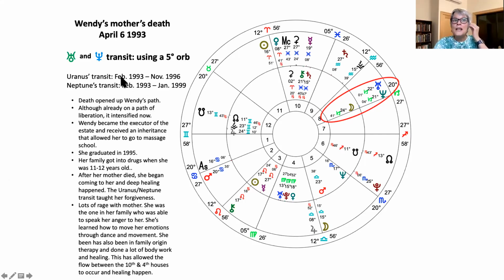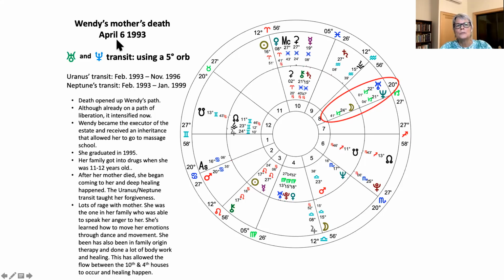So, Uranus and Neptune transit. As you can see here, Neptune and Uranus conjuncting her moon in Capricorn. They were exactly conjunct, I didn't write it down here, in February 1993. And this chart is for the day of her mother's death in April. So it was soon after the exact Uranus-Neptune conjunction in early 1993.